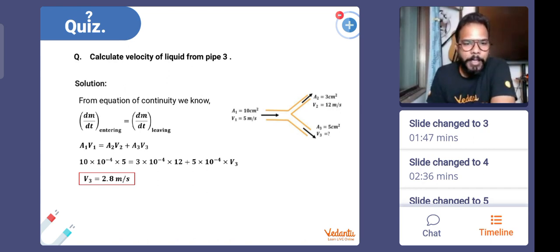So area of cross section is 10 into 10 to the power minus 4 to convert it into meter square, multiplied by the velocity, that is 5. Then the volume which is exiting from section 2 is area 3 into 10 to the power minus 4, velocity 12. And the last one, area is known, 5 into 10 to the power minus 4, the velocity is not known. So if you simplify this, simply you can see that 10 to the power minus 4 gets cancelled.